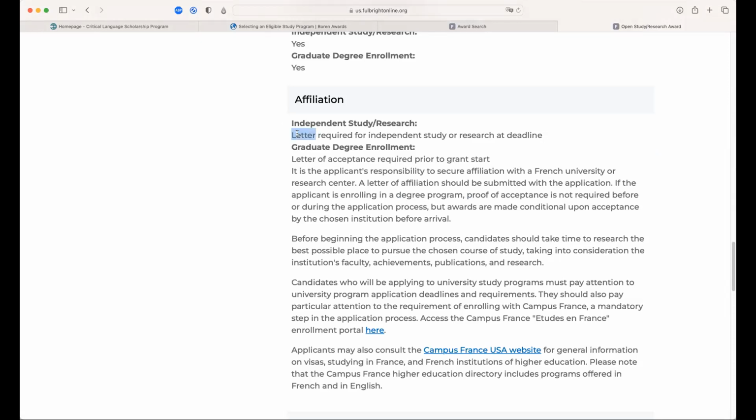Now, the thing where people usually get intimidated is with this letter required for independent study or research at the deadline. And it's really helpful if you have a friend or colleague who has done work in that country, because they will help you navigate the sometimes more opaque websites for these institutions to help you find out the email addresses for different professors, which I would say are often not as easy to find for foreign universities as they are for American ones.